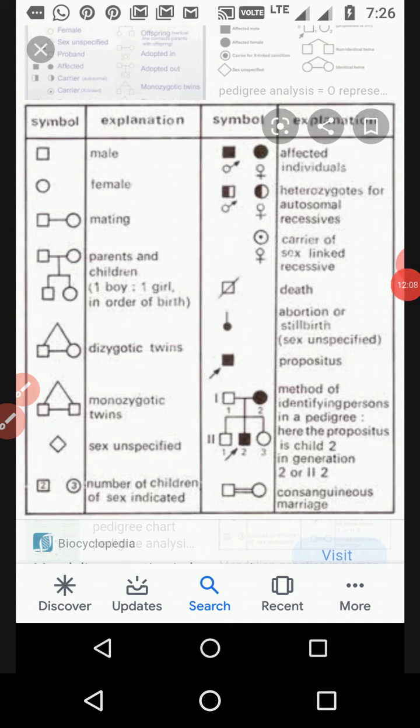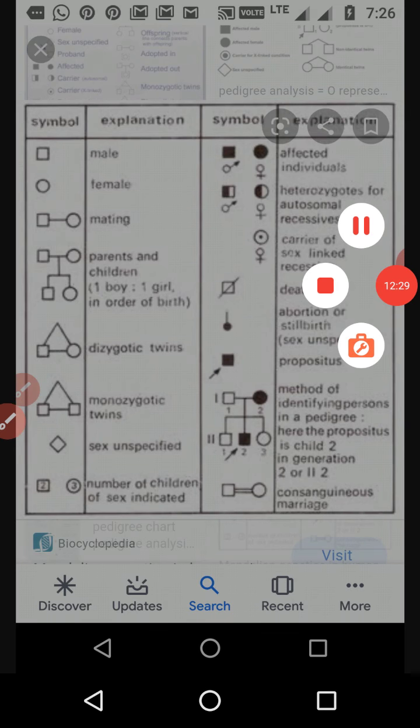These are also the Mendelian pedigree chart characters. You should learn all these symbols. It is a must to learn all these symbols, and then you can make the pedigree chart. I am going to collect all the pedigree symbols, and then I will provide them in a PDF. Clear?